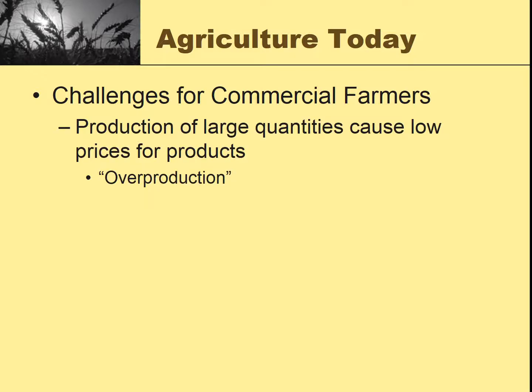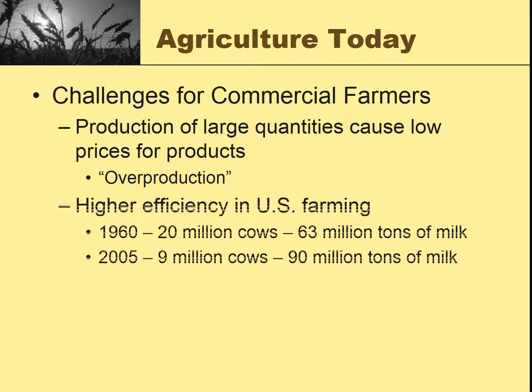But specifically to commercial farming, the production of large quantities of food causes low prices for those products. This is what we call overproduction. Because of mechanization and the Green Revolution and the second and third agricultural revolutions, we've become very efficient at producing food, large amounts of food.